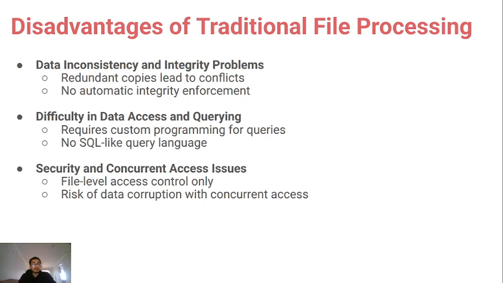Okay, so there are disadvantages also of traditional file processing. As we already discussed, there is data inconsistency and integrity problems. Data redundancy leads to inconsistency. When the same data exists in many files and updates are not synced, the values for the same logical data item differ between them. There is no automated enforcement of data integrity limitations. For example, you can't simply enforce a rule requiring every order to have a genuine customer, because each application must implement such checks independently and mistakes occur.